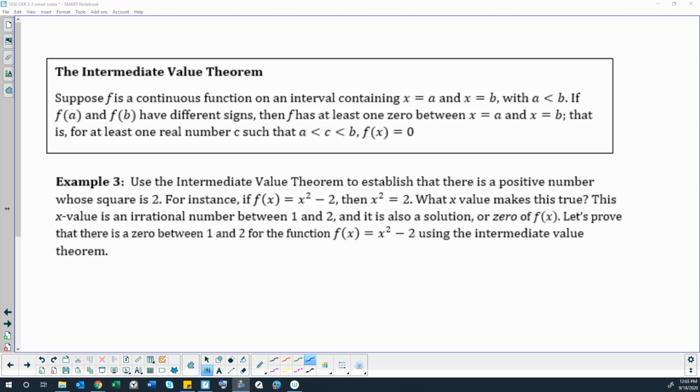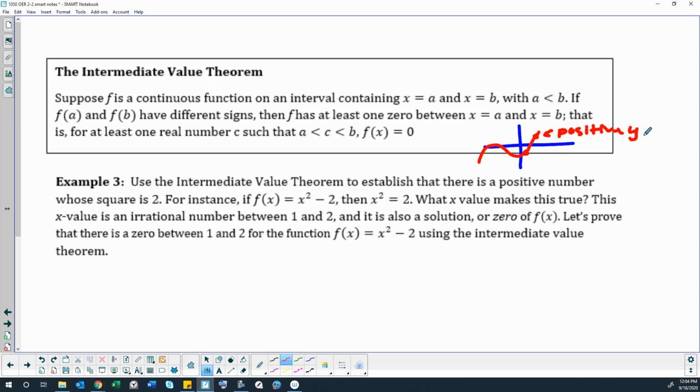Because polynomial functions are smooth and continuous, there are no gaps or anything like that. If the graph goes from a negative y value to a positive y value or vice versa, so like here's my axes and here's a graph. Let's say I've got a polynomial function. If my polynomial function goes from a negative y value to a positive y value, then there has to be a 0 in there somewhere.